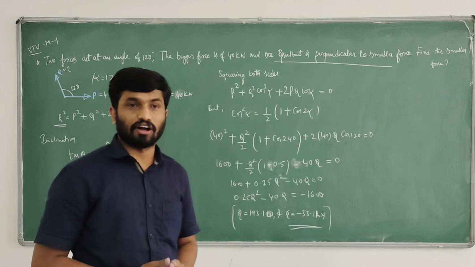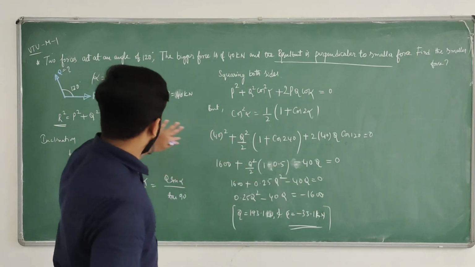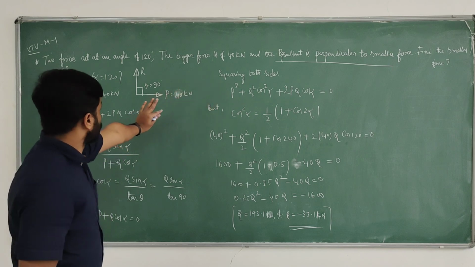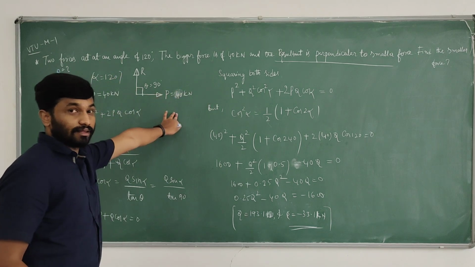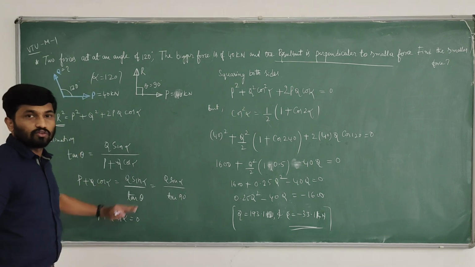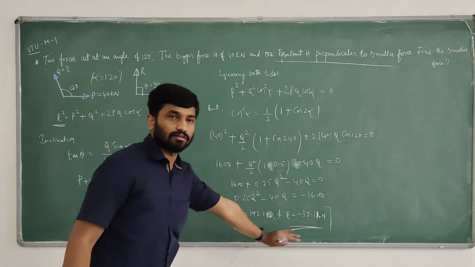This is a 6 marks problem. I hope you got it, very simple steps. The condition given is that the resultant is perpendicular, then theta equals 90 degrees. So make 1 over tan 90 as 0, square both sides and determine the value.